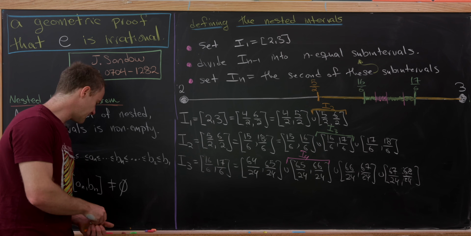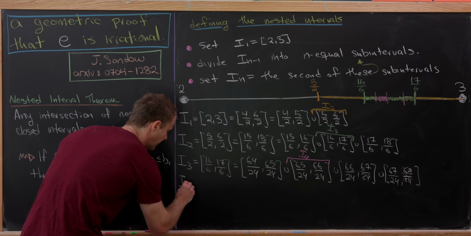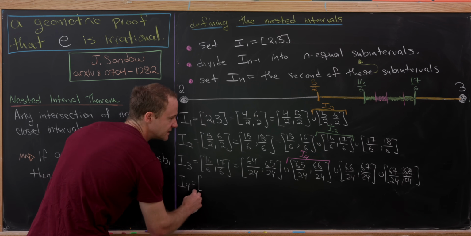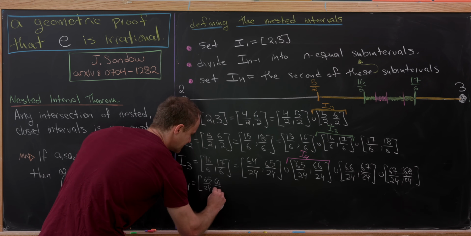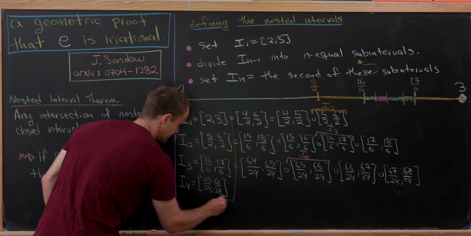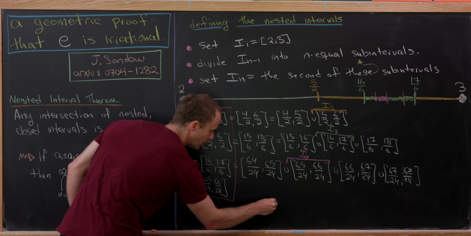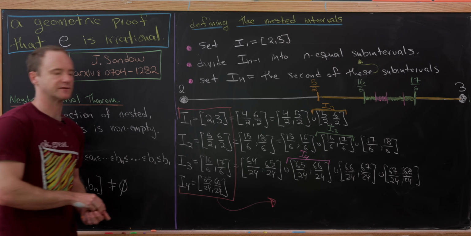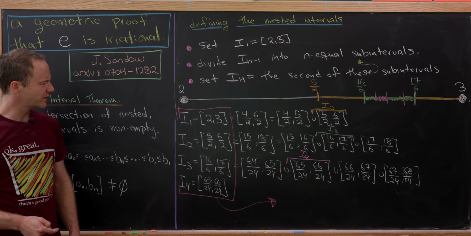So let's look at these intervals that we have on the board. Let's maybe bring this I sub 4 down first. So that's 65 over 24 up to 66 over 24. Let's put a box around these. And what we'd like is to get some sort of closed form for these intervals, and we'll prove the closed form.